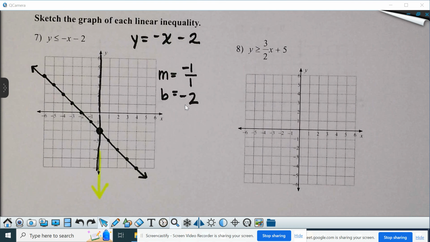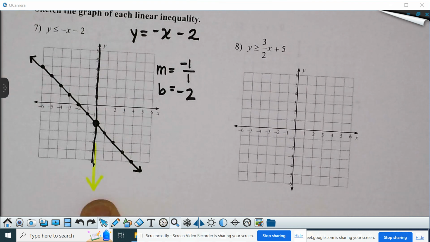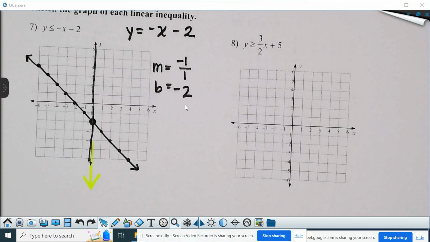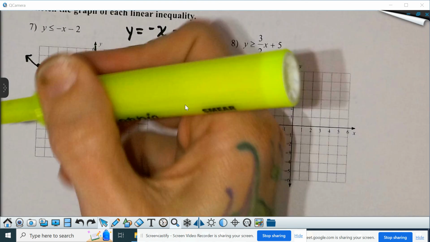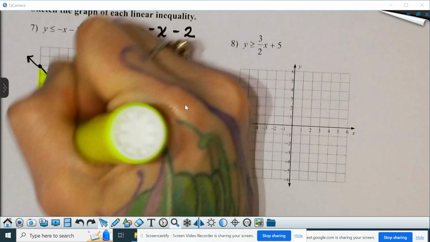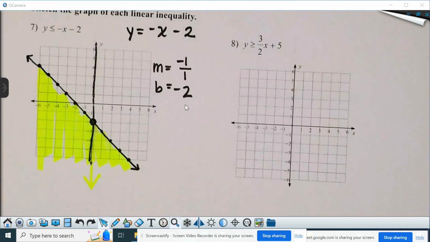Now, my conversation earlier was to put the arrow on the right side. So because it's y is less than or equal to, you're going to shade the entire region underneath. Ta-da, you're done. You've just graphed a linear inequality.